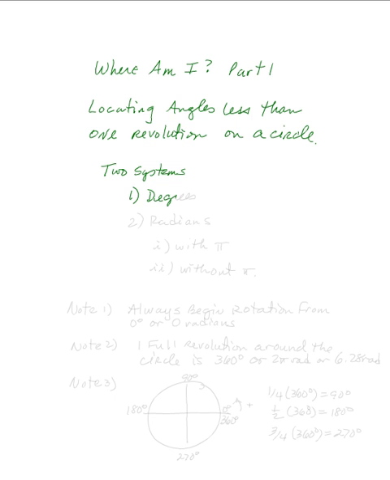We're going to look at degrees and then also radians. And with radians we'll look at those that are with pi and without pi.